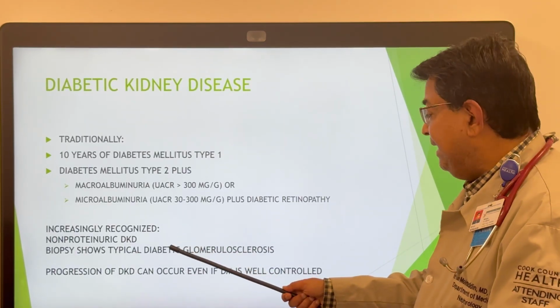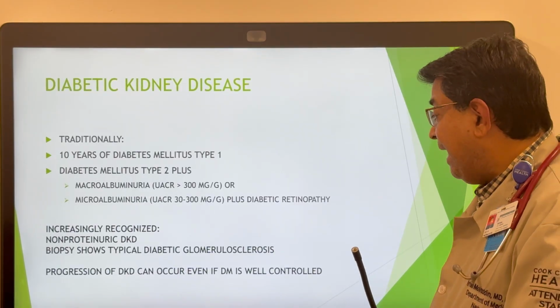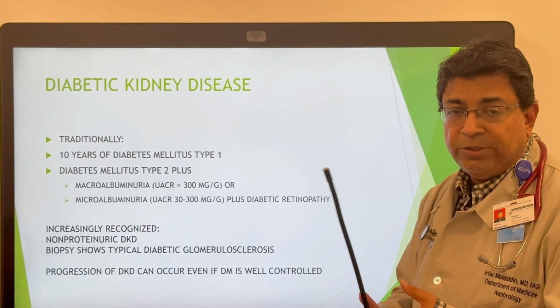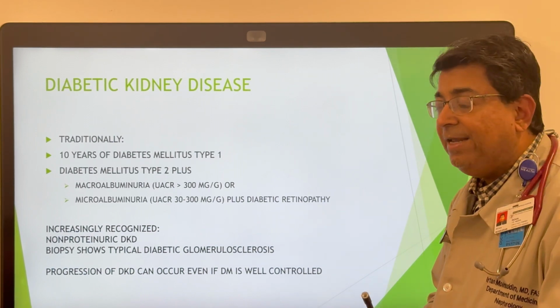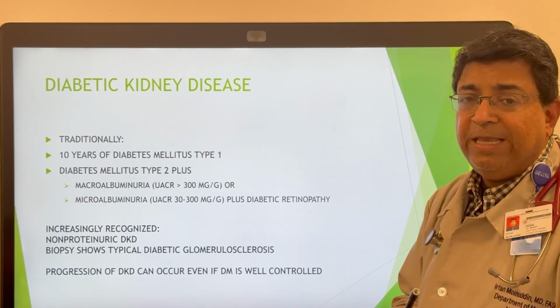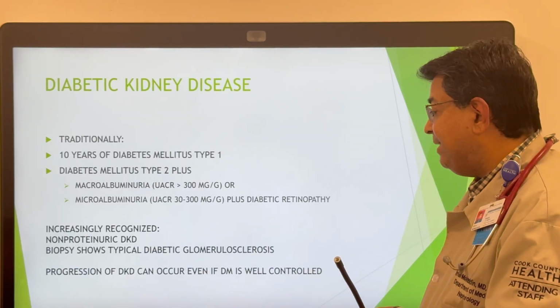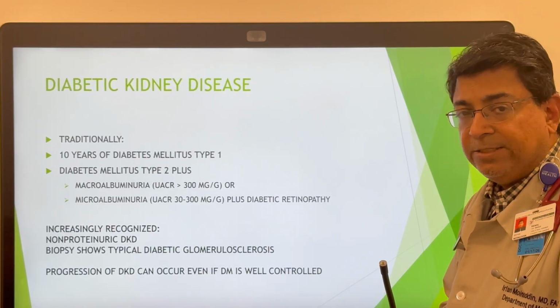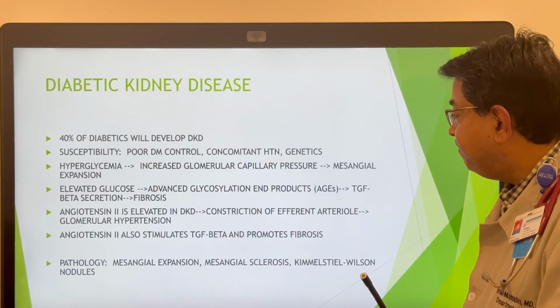Progression of DKD, diabetic kidney disease, can occur even if diabetes is well controlled. So the first step is to control diabetes. But even after diabetes is controlled, because of the abnormality in the metabolic axis, progression of diabetic kidney disease still can occur and does occur. Next slide.